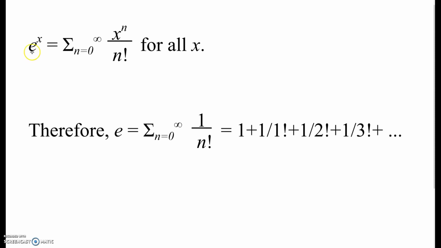So we've already shown that e to the x can be written as a Maclaurin series, n goes from 0 to infinity of x to the n over n factorial, and that's going to be true for all values of x. Therefore, e to the first power, when x is 1, would be the sum of 1 over n factorial as n goes from 0 to infinity, or 1 plus 1 over 1 factorial plus 1 over 2 factorial plus 1 over 3 factorial, and so on.